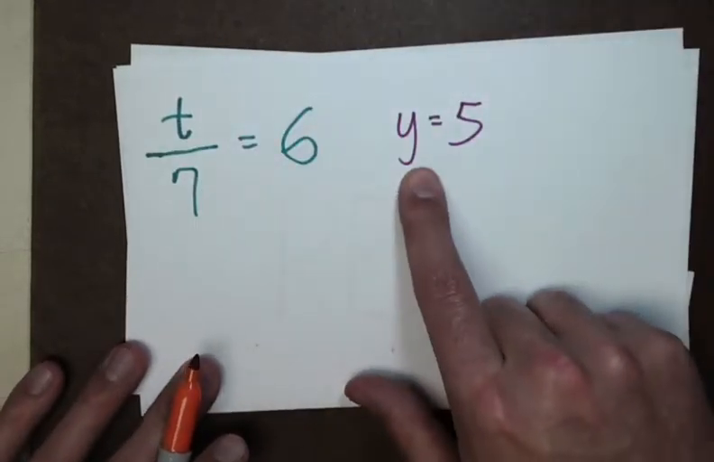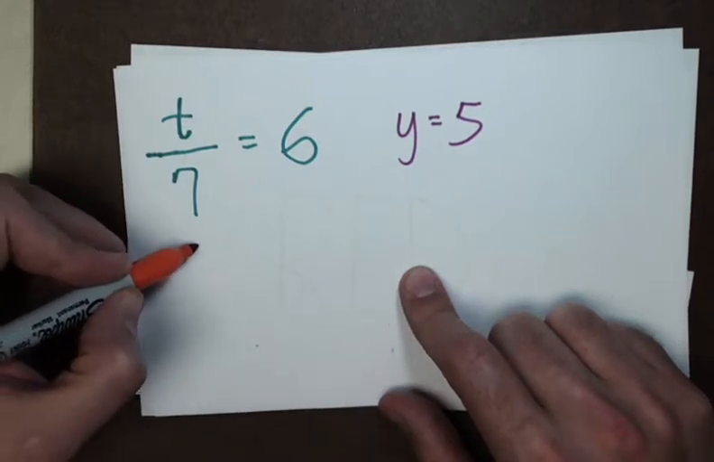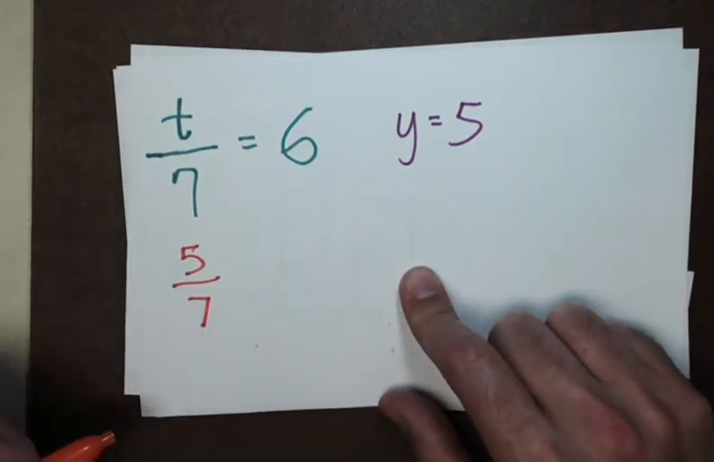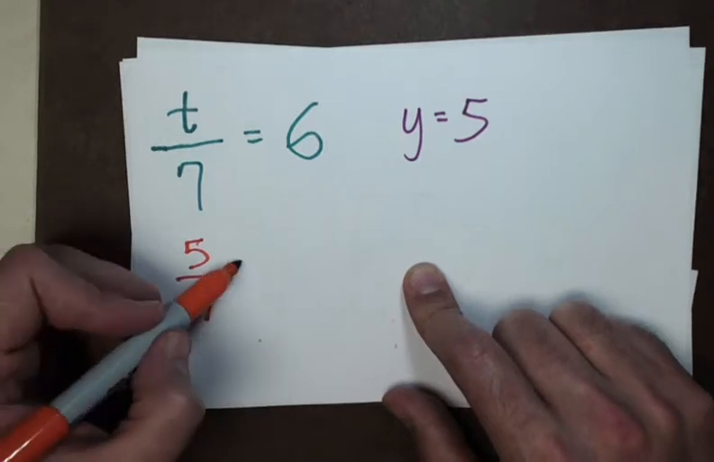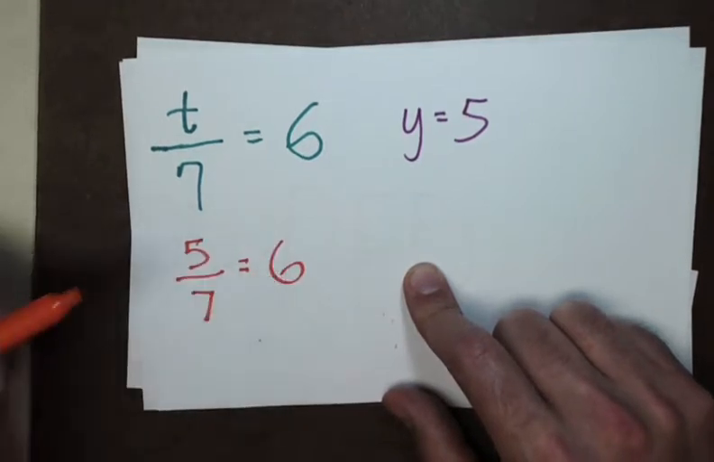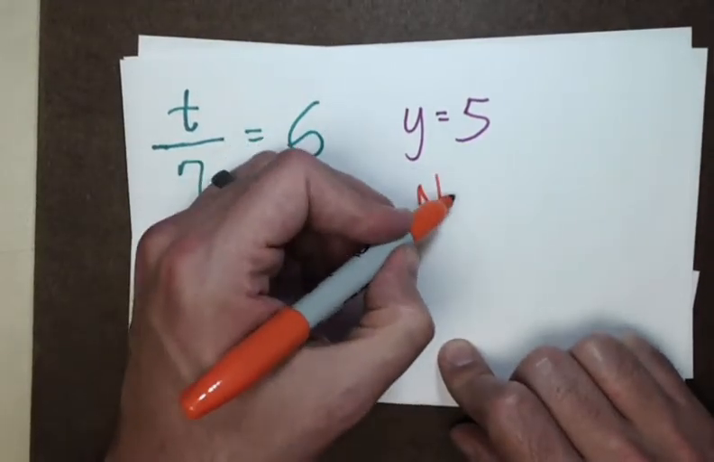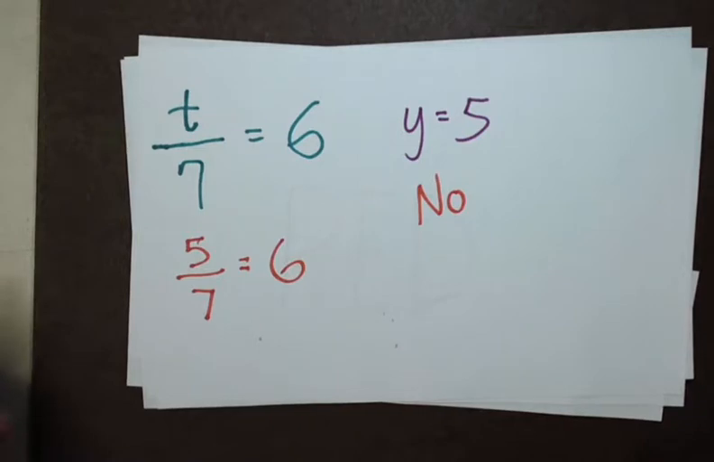Alright, y equals 5. Is that a solution to this equation? So 5 divided by 7. Does that equal 6? And 5/7 does not equal 6. So the answer is no, it does not.